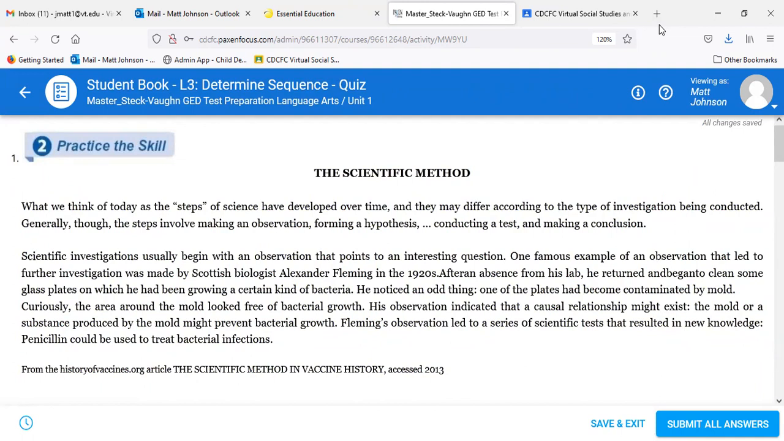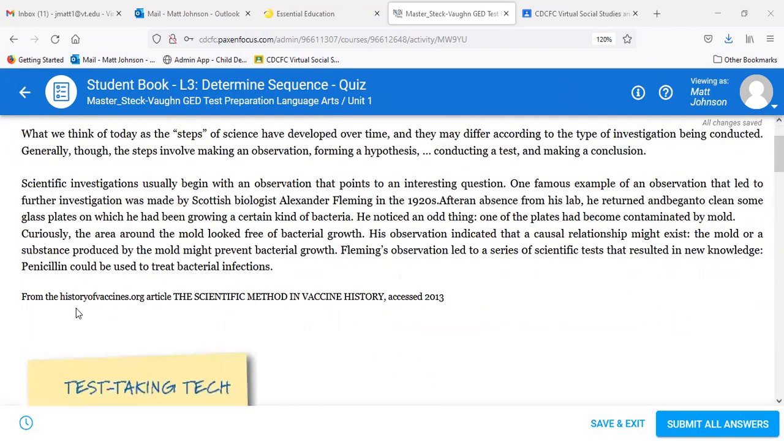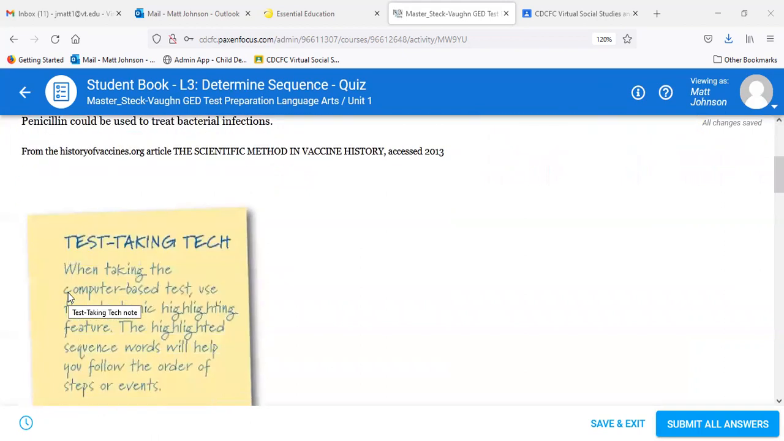And we're back on the scientific method, right? So we saw this before. Yeah, it's the same passage. So we'll go ahead and look at the questions. And if we need to reread anything, we will.